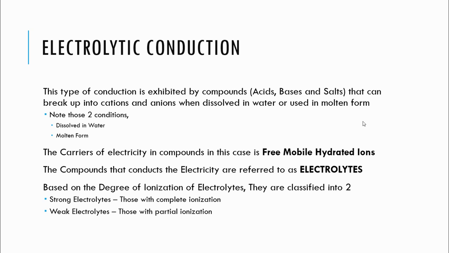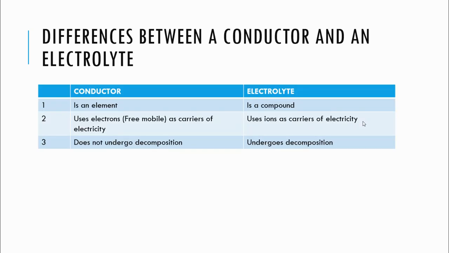The compounds that conduct the electricity are referred to as electrolytes. Very simple. Based on the degree of ionization, we can have strong and weak electrolytes, just like we have strong and weak bases or acids. A strong acid will be a strong electrolyte, a weak acid a weak electrolyte, a strong base a strong electrolyte, and a weak base a weak electrolyte. It depends on how much it can dissociate in solution or in the molten form.